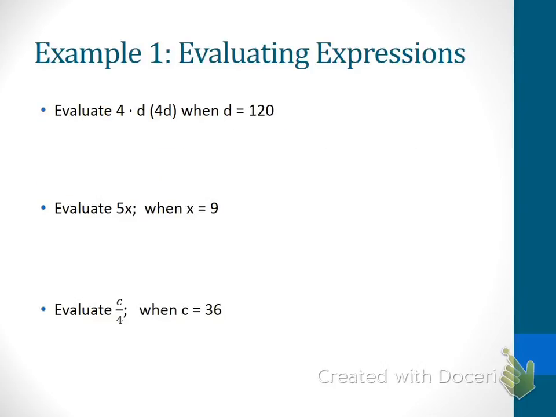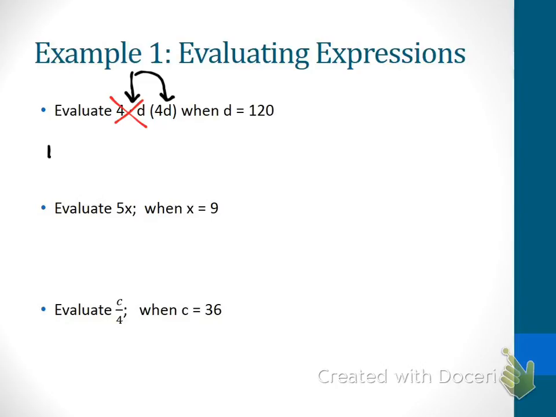All right, so here's how it looks in example 1. In example 1, we're evaluating expressions. Notice that this is 4 times d, but I wrote it 4d. This first way, the 4 with the dot, we are not going to write it that way. Anytime we write multiplication between a number and a variable, we're going to write it just 4d, 2x, 3y. The number and the variable are just right next to each other.